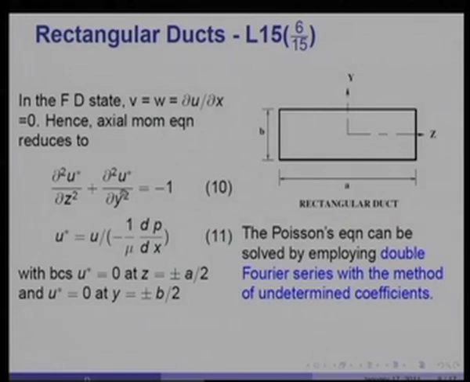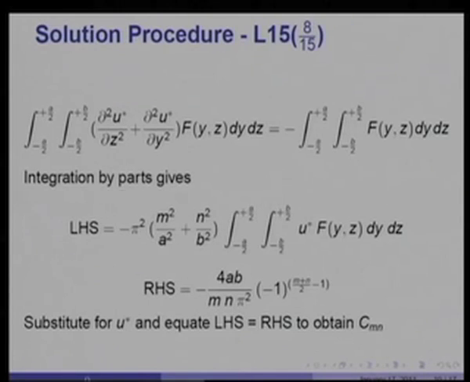The given Poisson equation is multiplied by F(y,z) on both sides and integrated over the limits on z and y. So, we have integrated it from minus a by 2 to plus a by 2, and minus b by 2 to plus b by 2, of d2u by dz square plus d2u by dy square, times F(y,z) dy dz, equal to the right hand side, which is minus 1 into F(y,z) dy dz. Integration by parts would give the left hand side equal to minus pi squared times m squared by a squared plus n squared by b squared, integrated from minus a by 2 to plus a by 2 and minus b by 2 to plus b by 2 of u star F(y,z) dy dz. The right hand side, on the other hand, would give you minus 4 a b by m n pi squared, times minus 1 raised to m plus n by 2 minus 1.